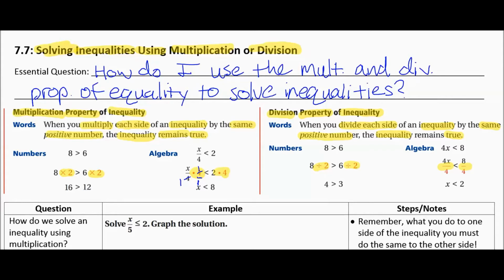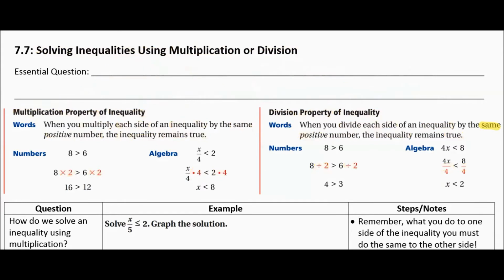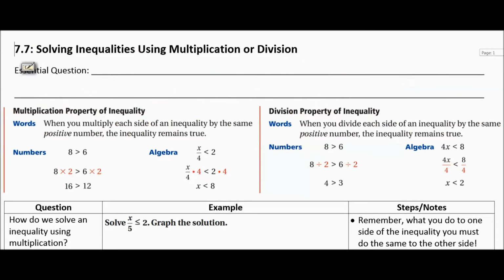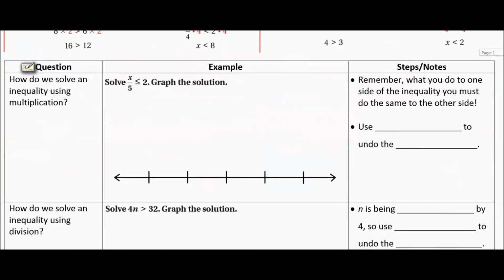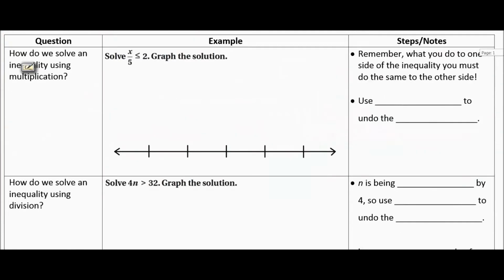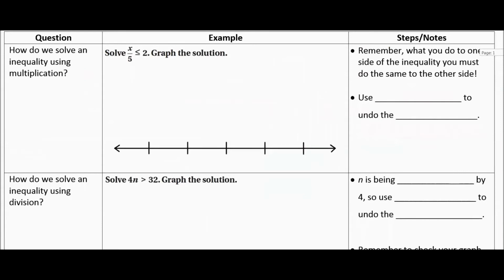Sweet. So wait, does this remind you of something you've seen before? Maybe the multiplication and division properties of equality? It's the same thing, y'all. Except now it's got an inequality, which means the 2 sides aren't equal. All right, whatever. You already know it. Some of you are like, I already get it.